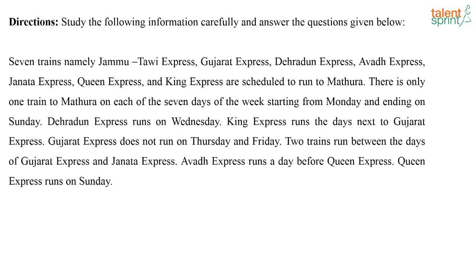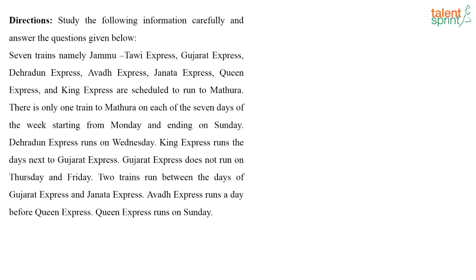So, sometimes when we start solving puzzles for this SBI PO and all, you know how long it takes, right? What is given here? 7 trains, namely Jammu Tawi Express, Gujarat Express, Dehradun Express, Awadh Express, Janata Express, Queen's Express and King's Express are scheduled to run to Mathura. There is only one train to Mathura on each of the 7 days of the week, starting from Monday and ending on a Sunday. Okay, so now let me just take the next slide so that you can solve it.